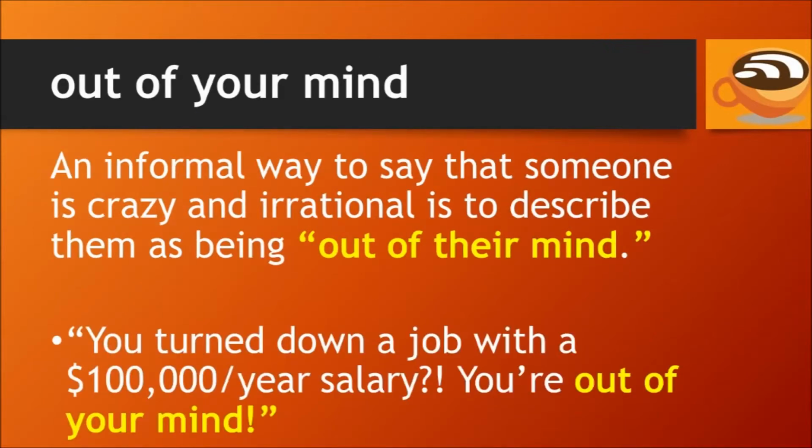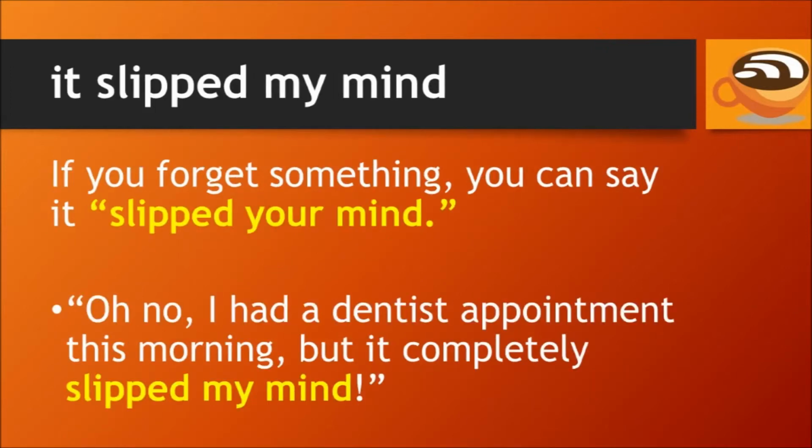An informal way to say that someone is crazy and irrational is to describe them as being out of their mind. For example, you turned down a job with a $100,000 a year salary? You're out of your mind. If you forget something, you can say it slipped your mind. For example, oh no, I had a dentist appointment this morning, but it completely slipped my mind.